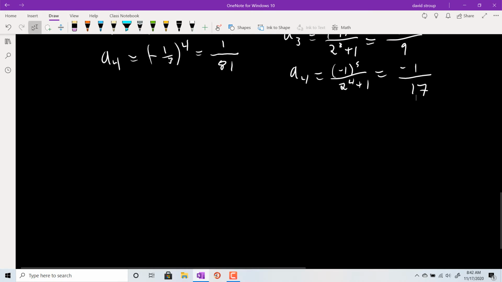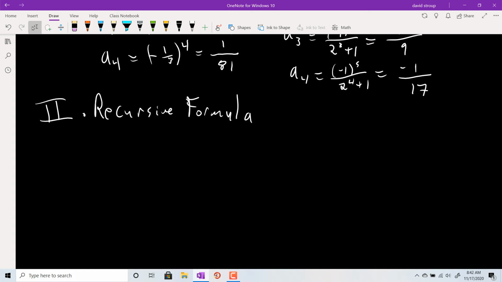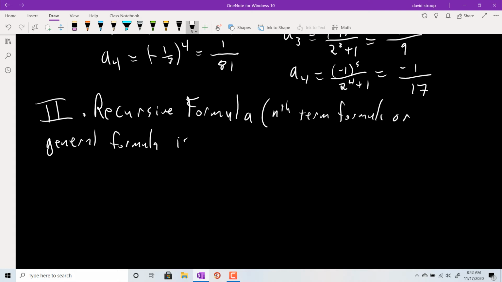Recursive formulas now. If you know what the Fibonacci sequence is, if you ever heard of that, that's a recursive formula. It's just a way of defining a sequence where the general formula, the nth term formula, is not given.